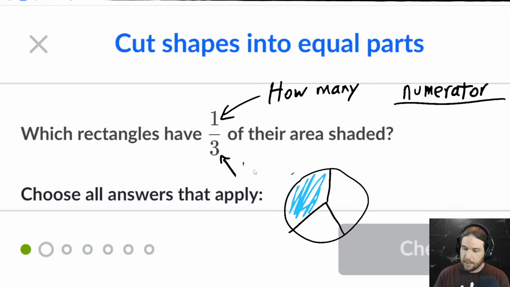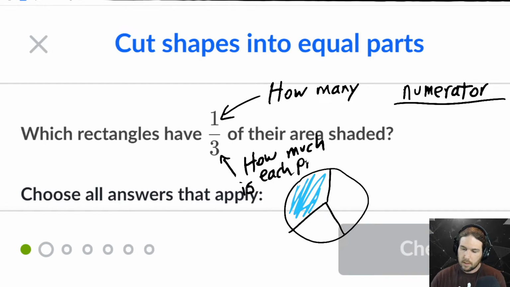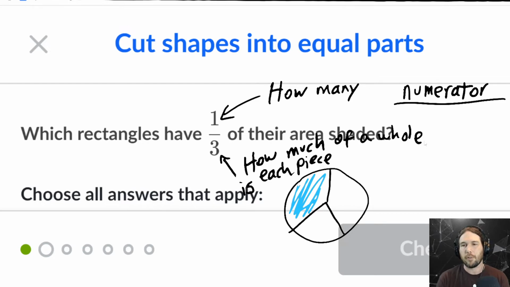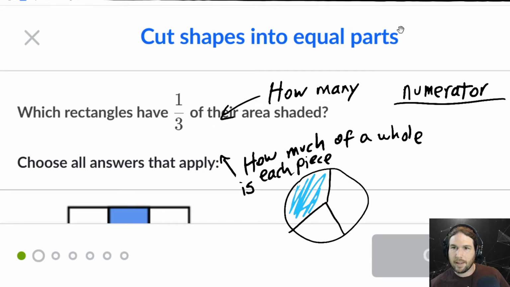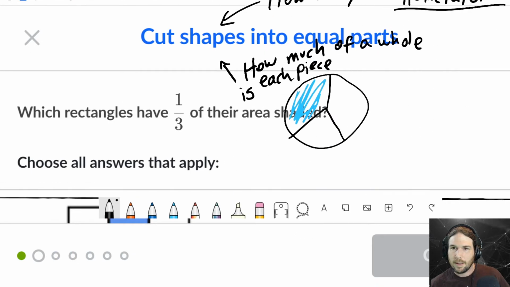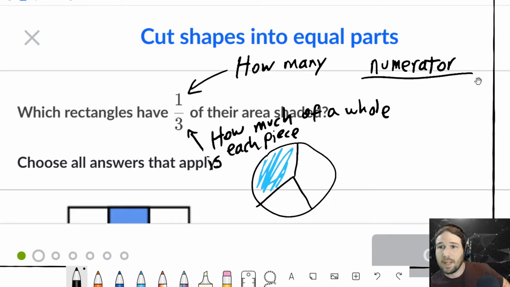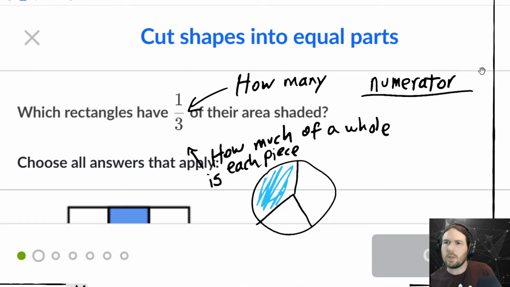I could say that this is how much is each piece, or how much of a whole is each piece. Sorry about writing over writing. Let me see if I can fix that a little bit. There we go. That's a little bit better. So how much of a whole is each piece?